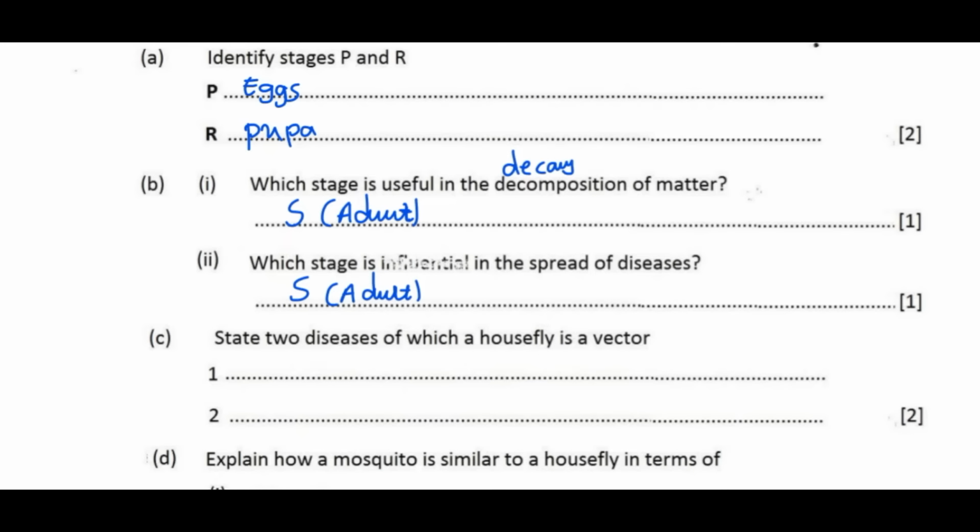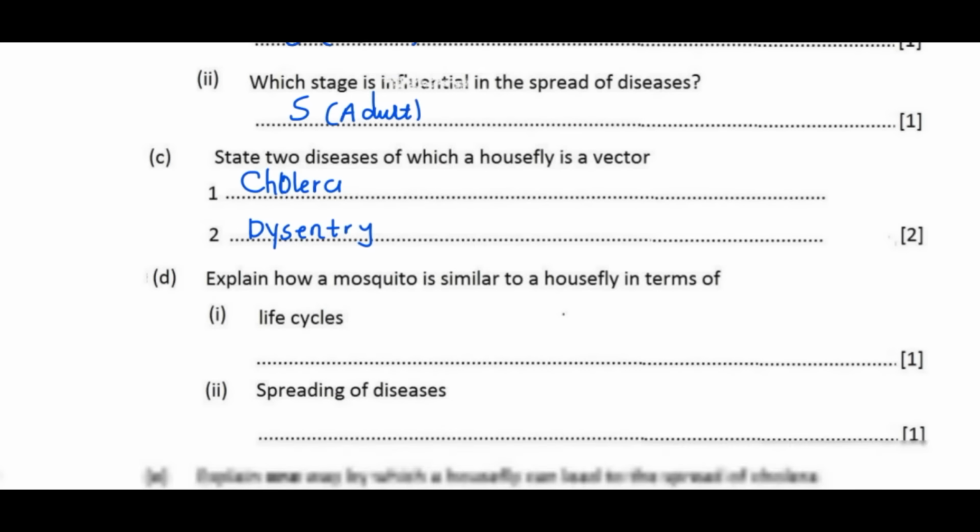Then state 2 diseases of which a housefly is a vector. So I've mentioned we have cholera, then also we have dysentery, even typhoid is an example. Then we move on to question D. Explain how a mosquito is similar to a housefly in terms of the first one, life cycles. So the first one, remember I mentioned earlier that the mosquito and the housefly, these two undergo the complete metamorphosis.